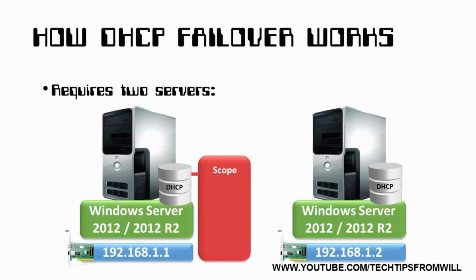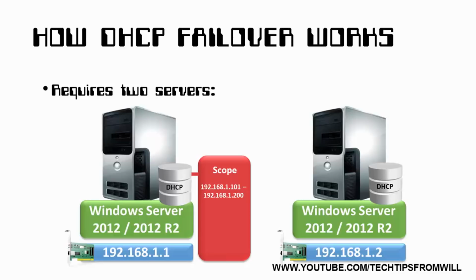For instance, let's take my earlier scope of 192.168.1.101 to 192.168.1.200. Rather than split the scope in two, I will create it whole on my first DHCP server. This may seem a little odd, but bear with me. There is a method to the madness.